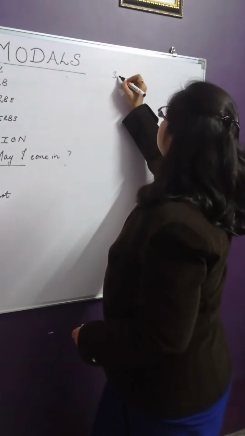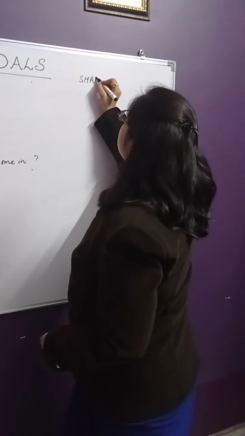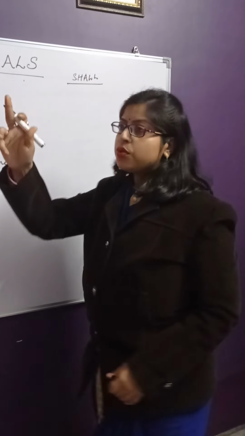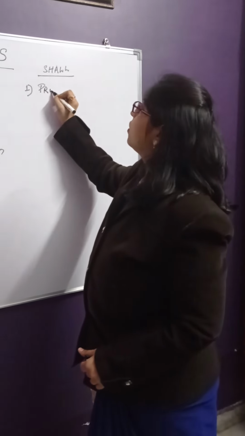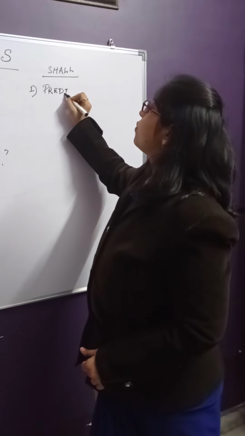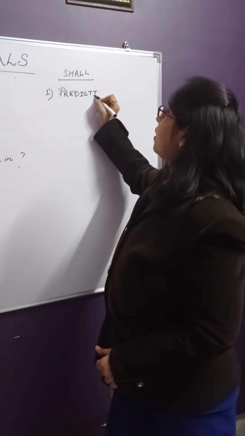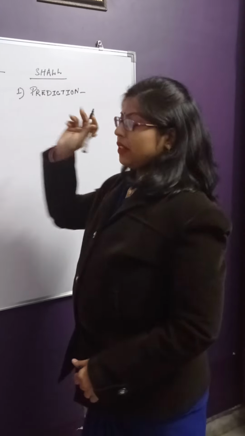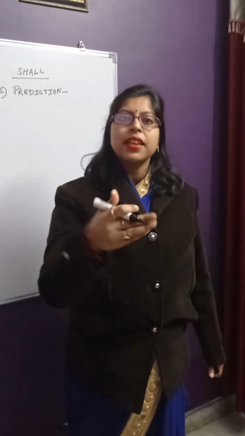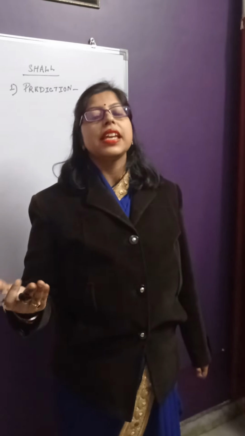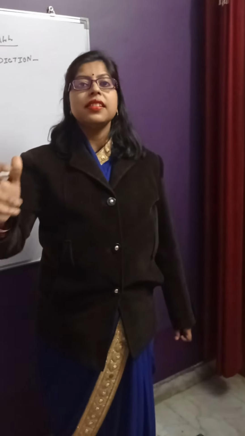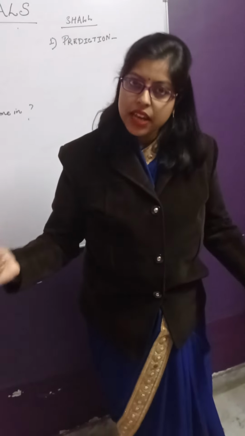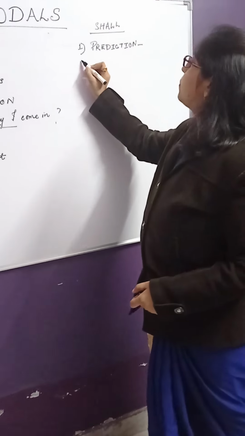Shall. Shall is used in six cases, children. Fine. So let's see the first case. Prediction. What is prediction? Prediction means to foretell something. See, I'll give you an example. This time next week I shall be in London. It means the person is foretelling. He is predicting a situation that this time next week I shall be in London. Fine? Got it?